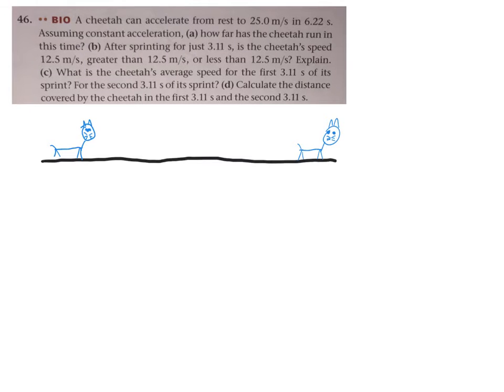So here are our cats, and at the start the cat is at rest at a position which I'm going to call 0. And then at the next time, which I'm going to call x2, we don't know, because we're going to be looking for that. But I'm going to call this moment t2. This is moment t equals 0, where t2 is our 6.22 seconds.